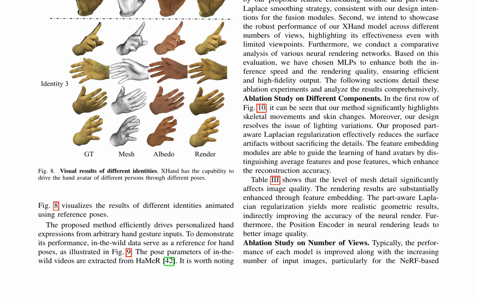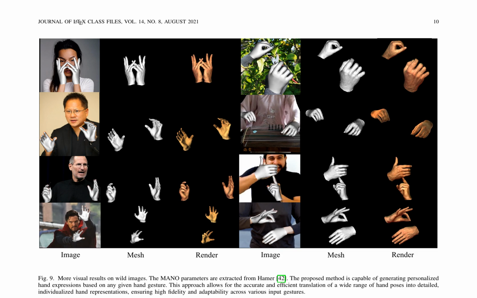The results show that the feature embedding module and part-aware Laplace regularization significantly improve the rendering quality, while the position encoder in neural rendering leads to better image quality. The ablation study on the number of views in Table IV demonstrates the model's robustness across different numbers of input images, with competitive results achieved even with limited viewpoints. The study also highlights the importance of sufficient training data to avoid reconstruction failure.